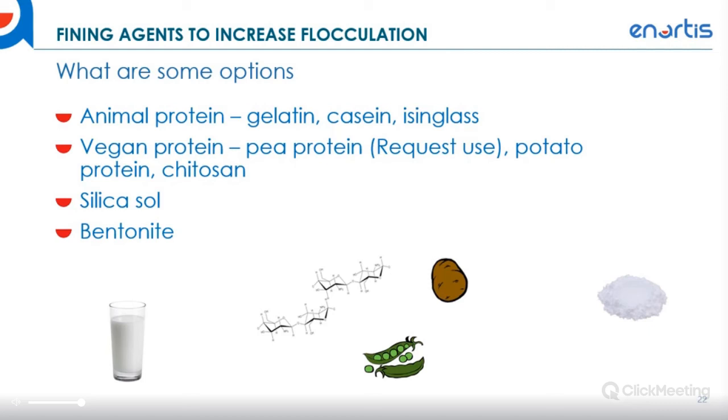Silicosol is a mineral that's basically highly charged that is added as a co-fining agent to essentially improve the effectiveness of flocculation and formation of floccules. Bentonite is sometimes used to increase flocculation because it has its own charge as well. So all of these fining agents are things that we're adding in order to increase flocculation and increase the density and diameter of the floccules we make, making clarification more efficient.